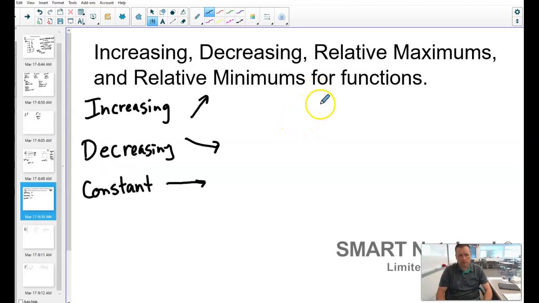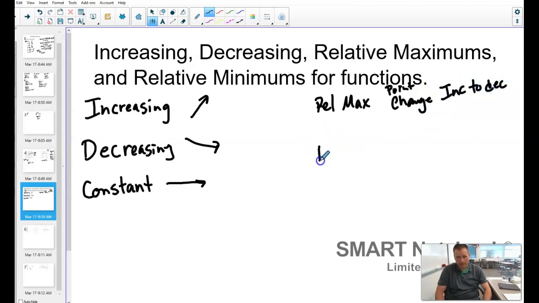Relative maximums and relative minimums tie right into them. So if it's a relative maximum value, then it's when you change from increasing to decreasing. So it's the point, and it's always a point, where we're changing. There's a change from increase to decrease. A relative minimum is a point where you get a change from decrease to increase.